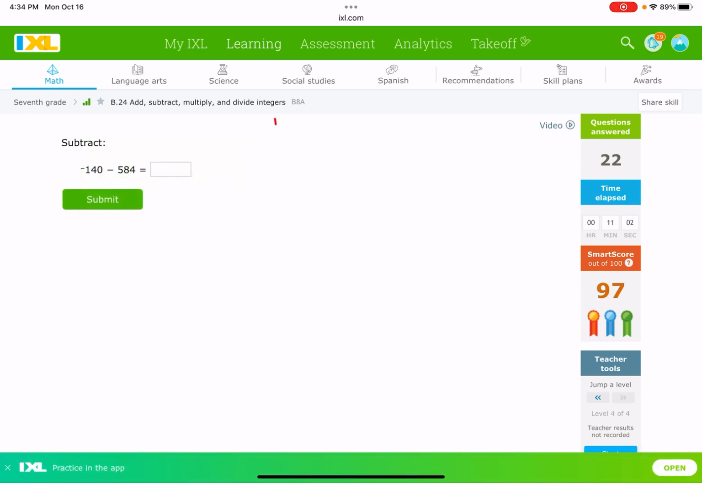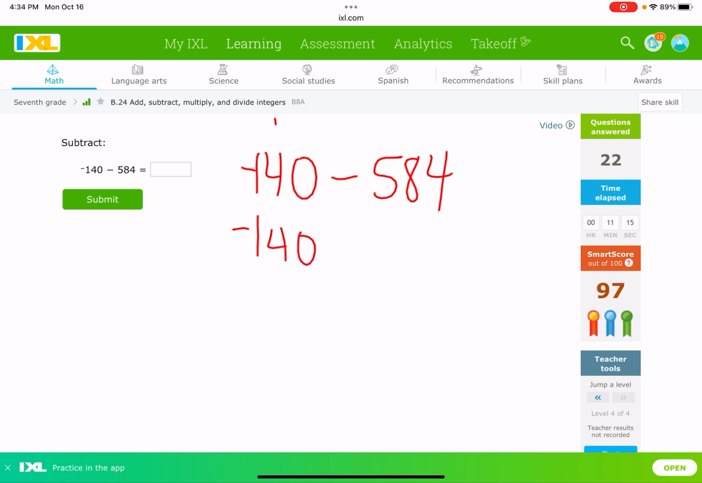Now let's do this harder one. Negative 140 minus 584. Now, what do I do here? I want to add the opposite. I want to do negative 140, add the opposite. What's the opposite of 584? It would be negative 584. So now we have a negative plus a negative. Well, the signs are the same, so I'm simply going to add them together.